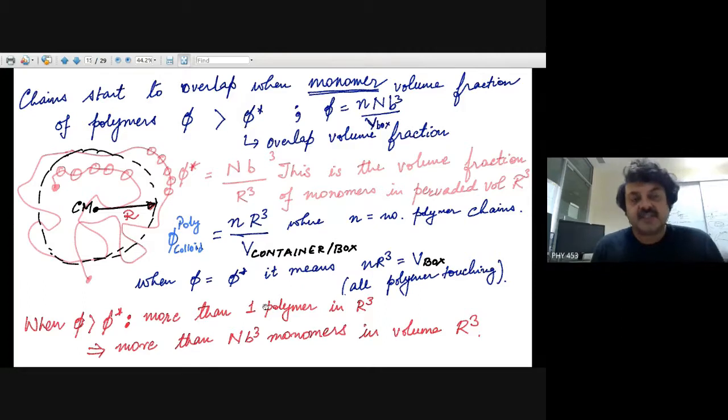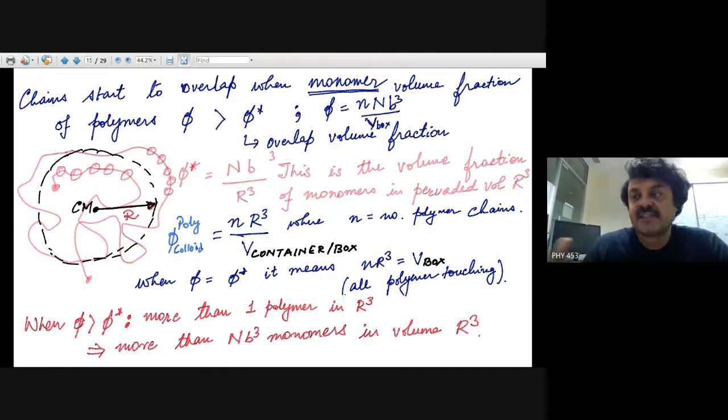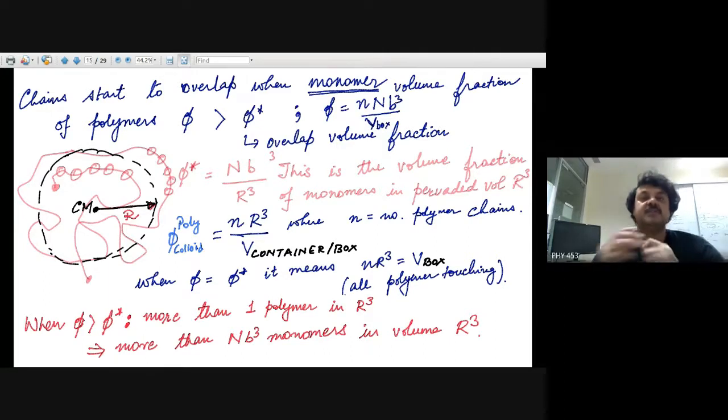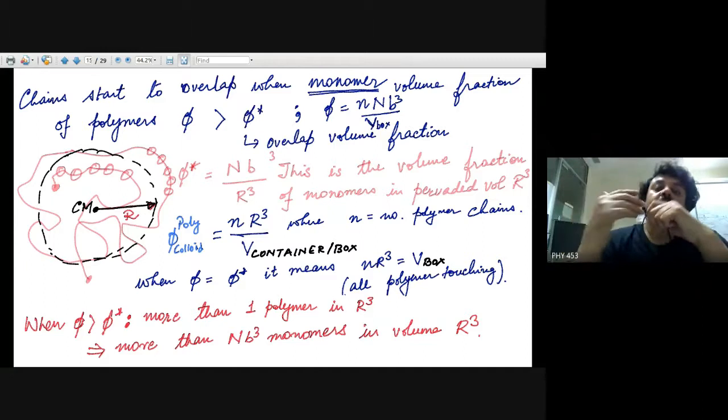Okay, so the first question is: when shall different polymer chains start interacting? When you are in the dilute polymer limit, you essentially have one polymer floating around in solution, and very far away, non-interacting, another polymer chain floating around in solution. But now you are adding more and more polymers, so the concentration is increasing.